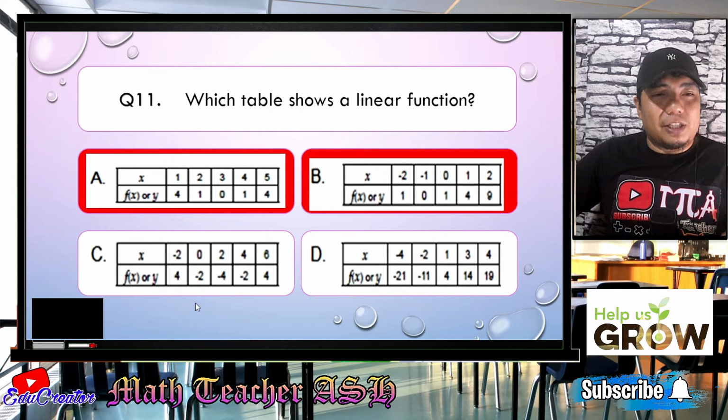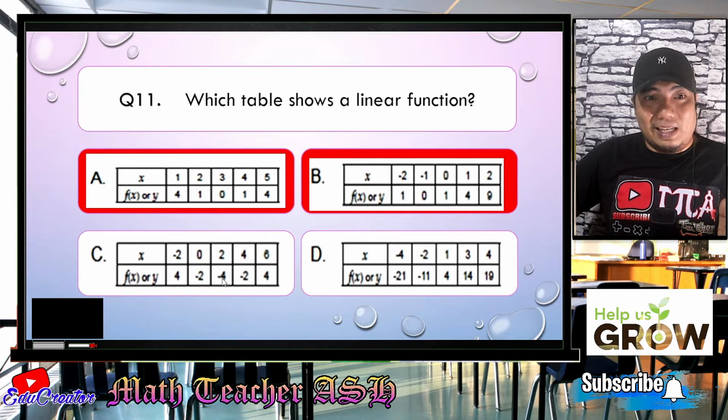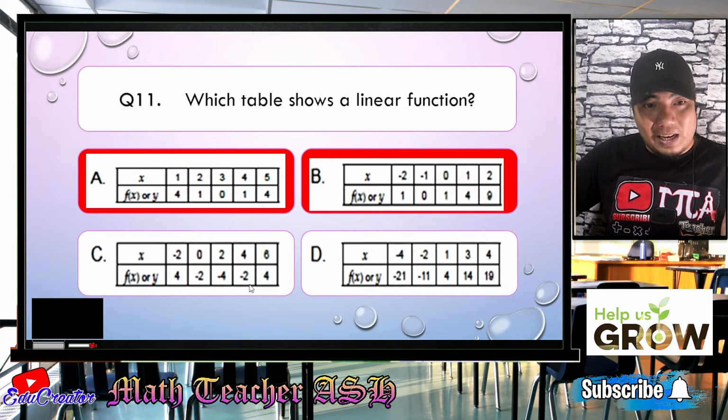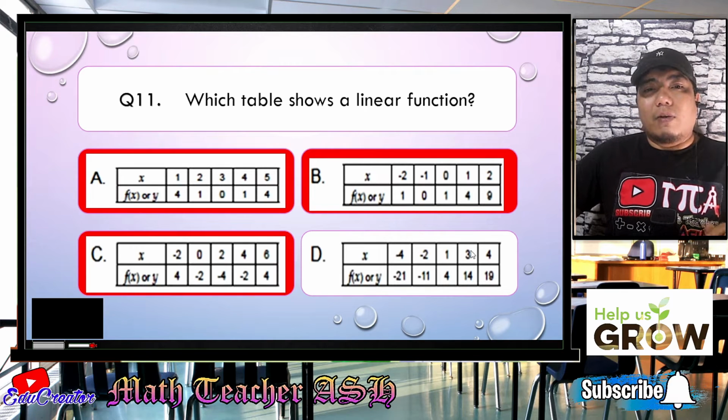How about letter C? Positive 4, negative 2, negative 4. So that is decreasing, all right? However, negative 4 to negative 2, that is increasing, then going to positive 4. So this is also wrong. This is not a linear function. So basically, the correct answer is letter D.